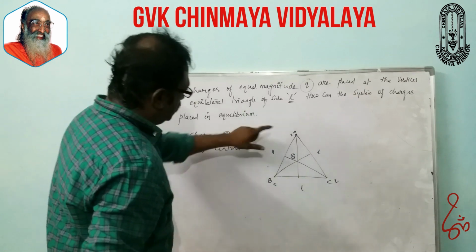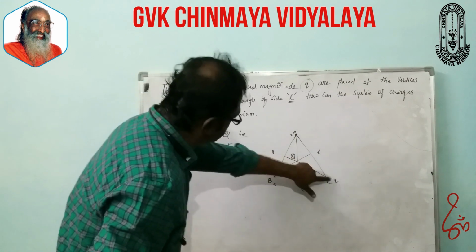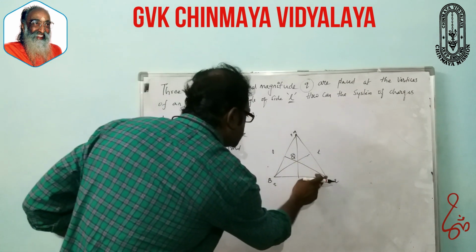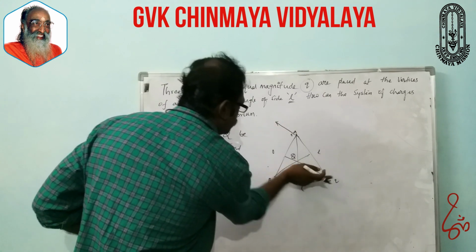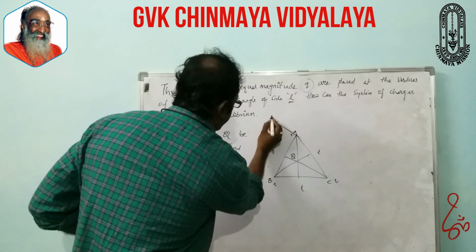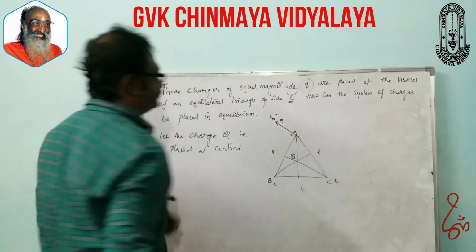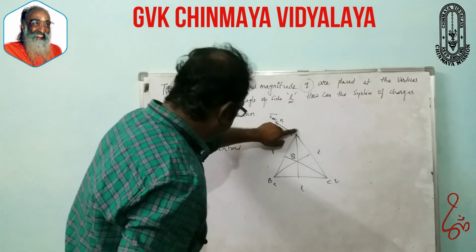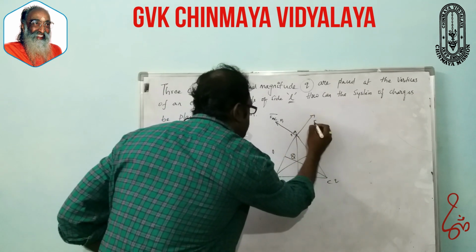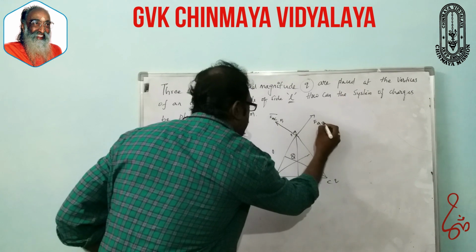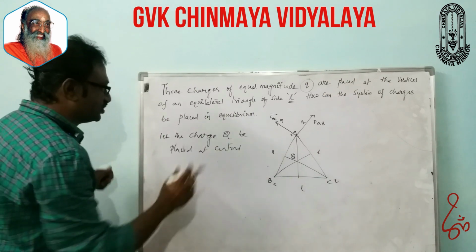After this, let us focus here and find out the force exerted on A by B and C. The force exerted by C on A will be in this direction, because both are positive and they push apart. This is the force on A by C, let it be F1. And the force on A by B, both positive and pushed apart, is the force on A by B. Let this be F2.